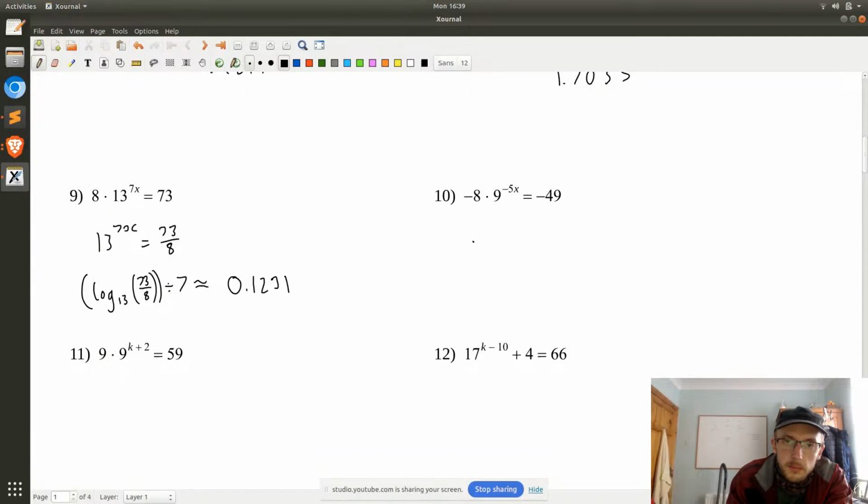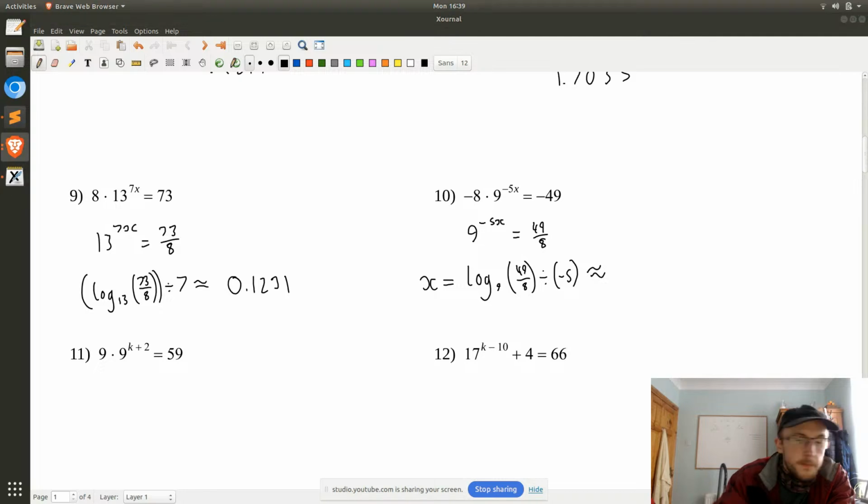Here, log base 9 of 49 over 8 divided by -5, and that will give you x, which is approximately, what? Negative 0.164, negative 0.1650. There.